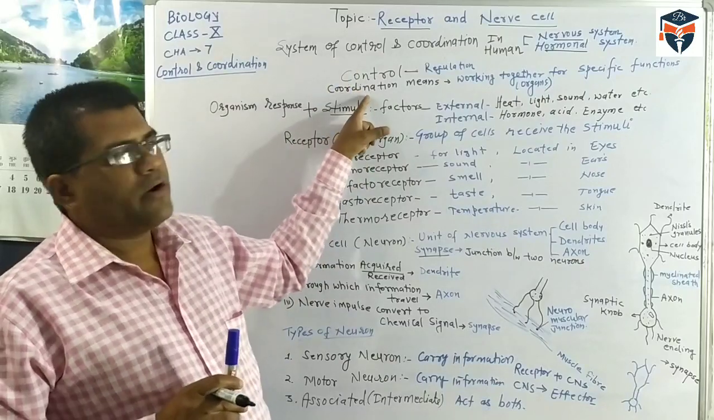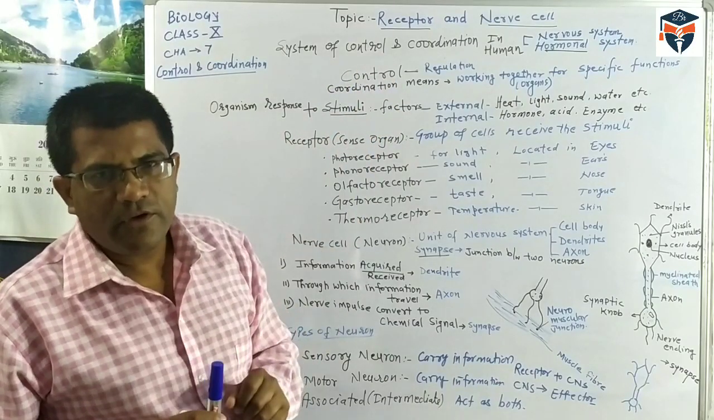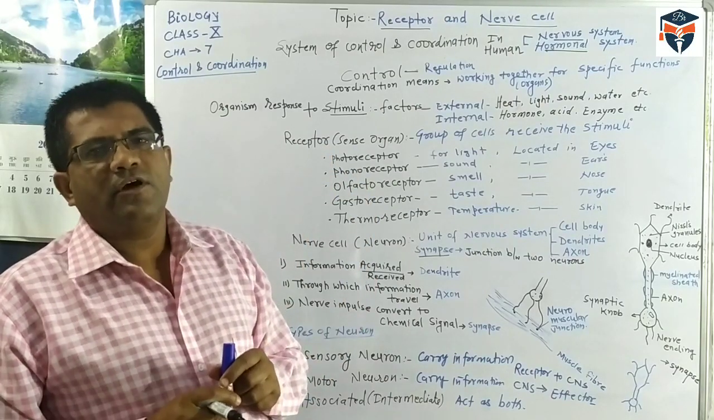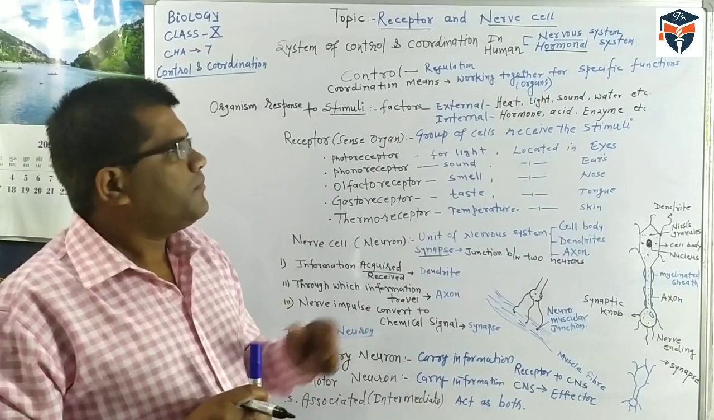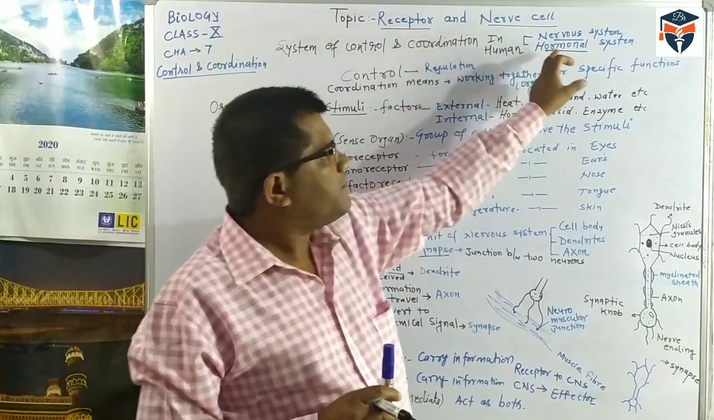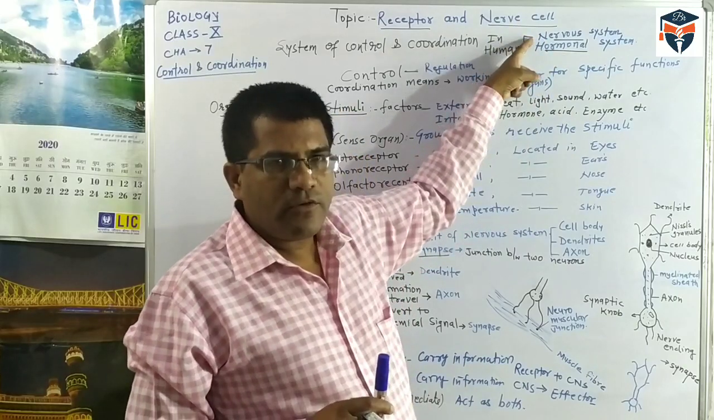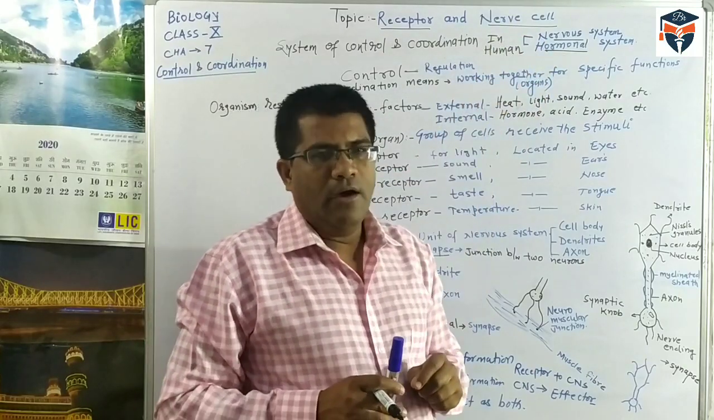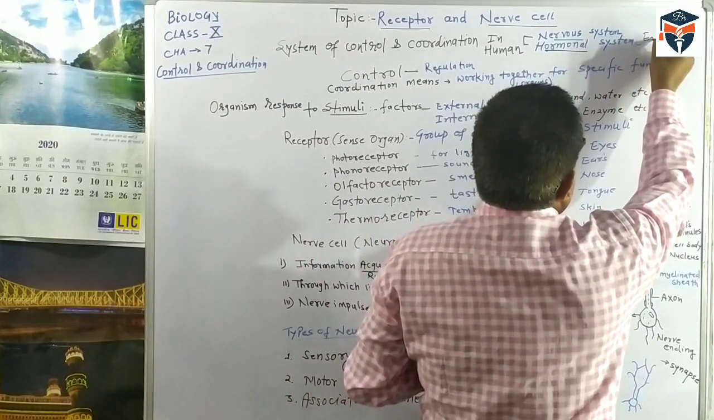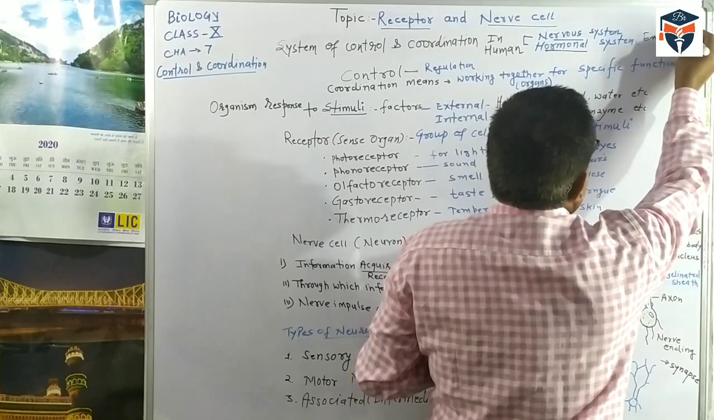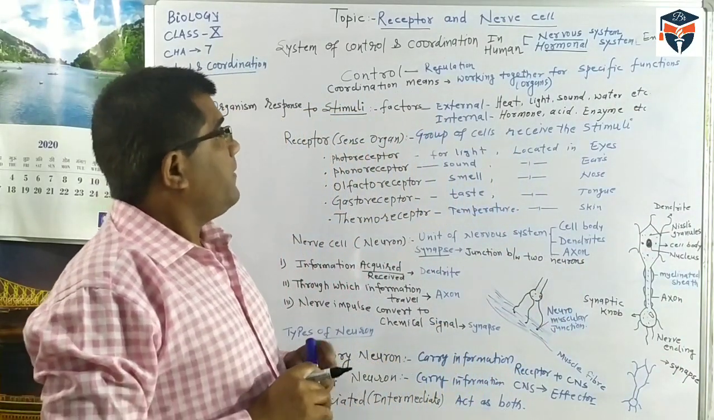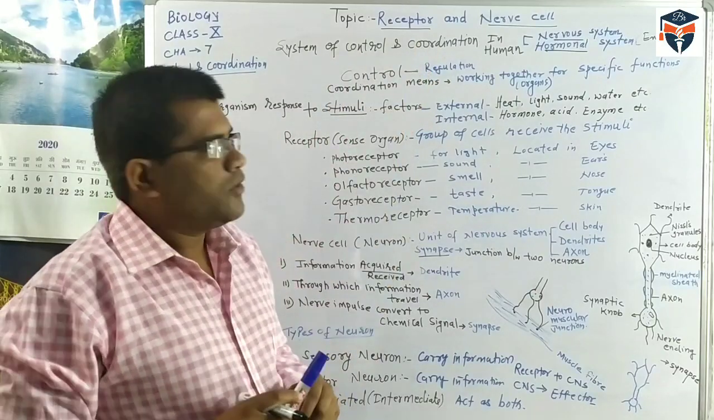So control means regulation, and coordination means the combined functions of the body organs to perform a specific function. In our body there are two systems: the nervous system and the hormonal system, which we also call the endocrine system. The endocrine system and nervous system are the two systems in our body that help with control and coordination.